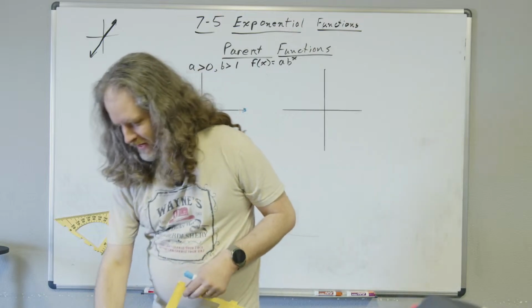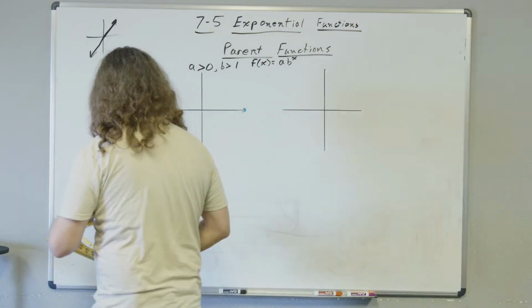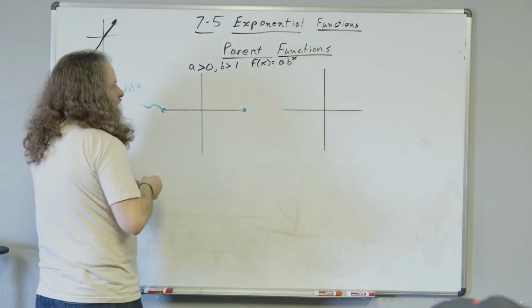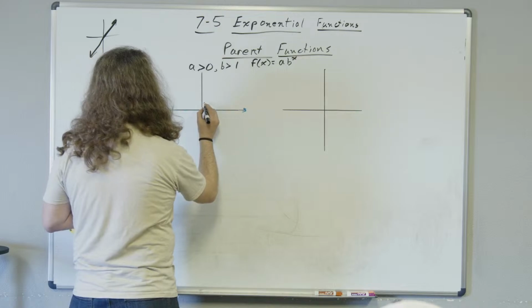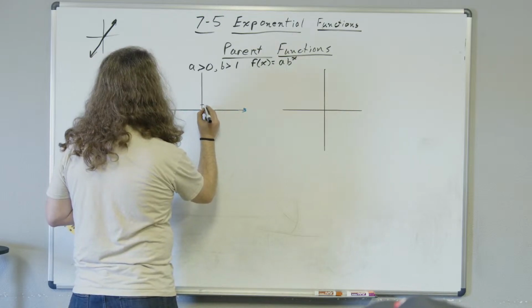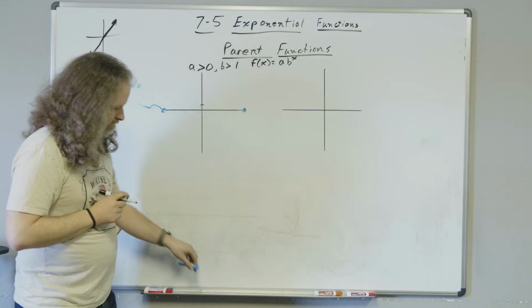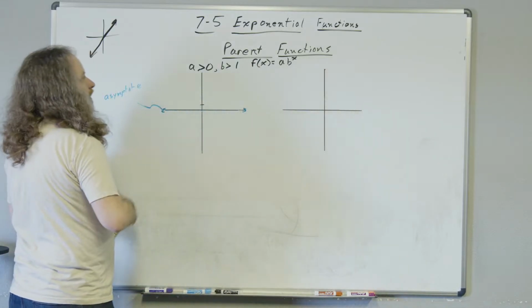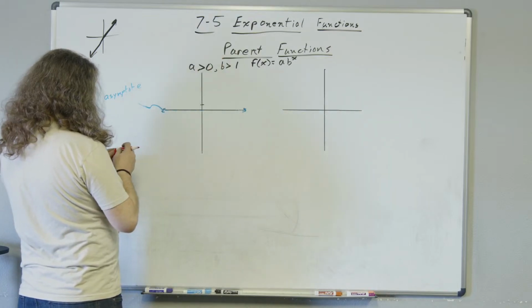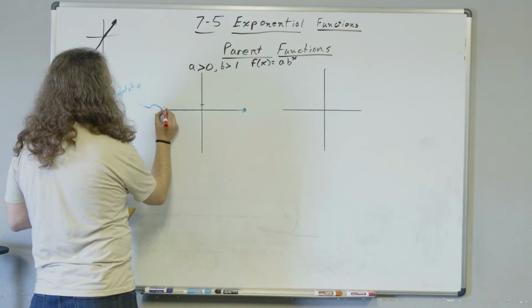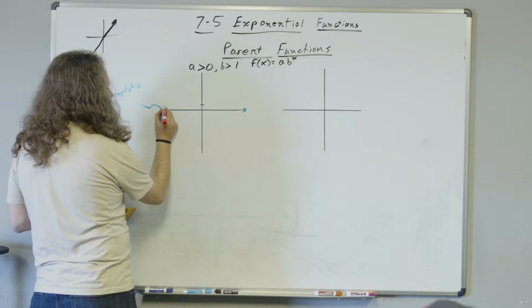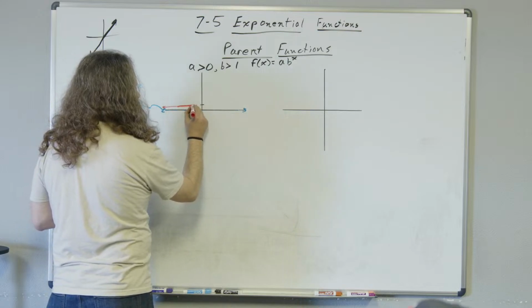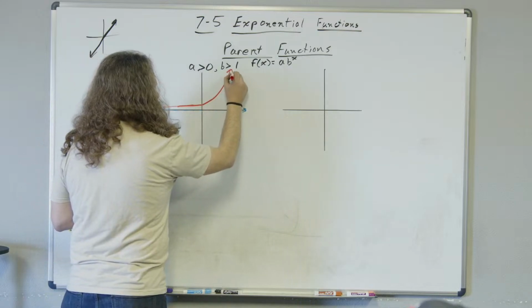In the parent function, if there's no transformations happening, it also crosses the y-axis at 0, 1. When these conditions are true, it gets closer and closer to the x-axis going this way. So it's going down, kind of slowly. And then on this side, it looks like this.